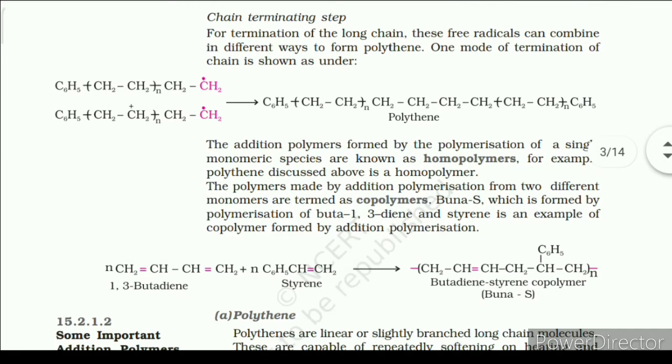The addition polymers formed by polymerization of a single monomeric species are known as homopolymers. For example, polythene discussed above is a homopolymer. The polymers made by addition polymerization from two different monomers are known as copolymers. Buna-S, which is formed by polymerization of buta-1,3-diene and styrene, is an example of a copolymer formed by addition polymerization.